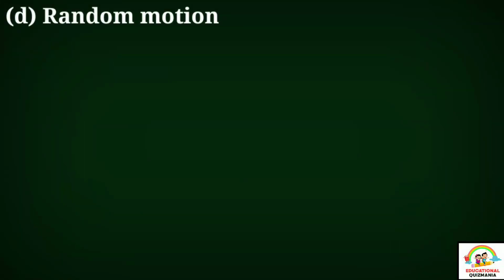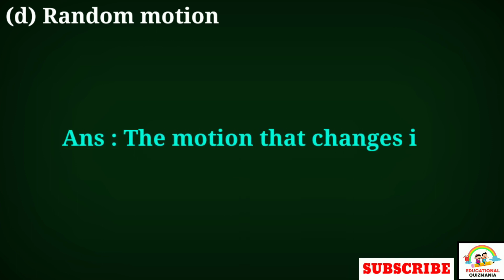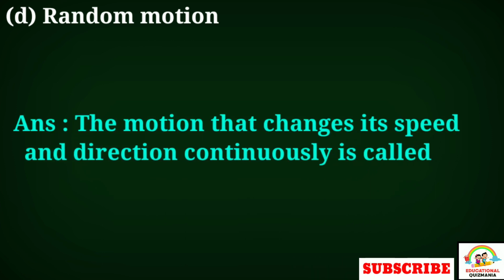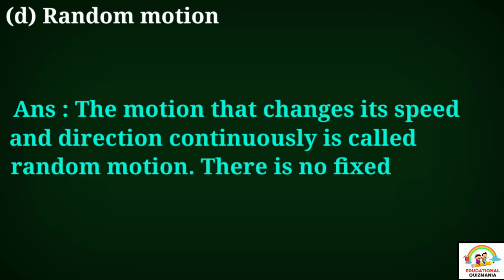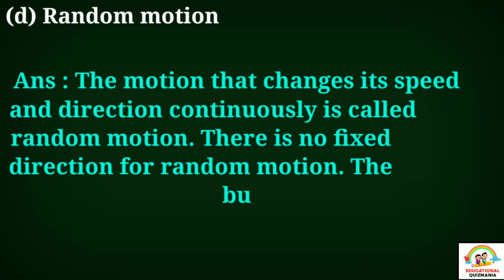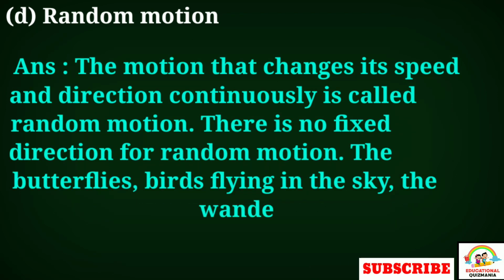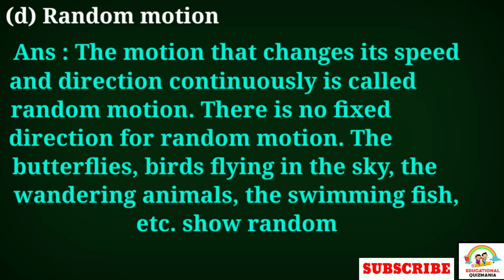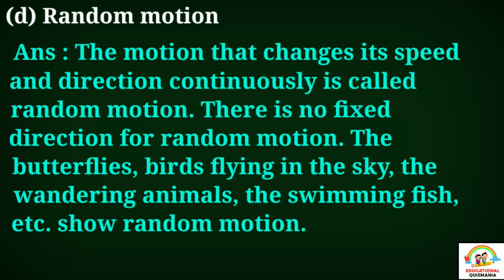D. Random motion. Answer. The motion that changes its speed and direction continuously is called random motion. There is no fixed direction for random motion. The butterflies and birds flying in the sky, the wandering animals, the swimming fish, etc. show random motion.